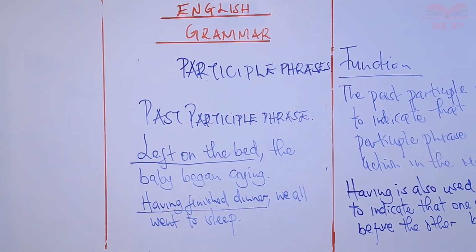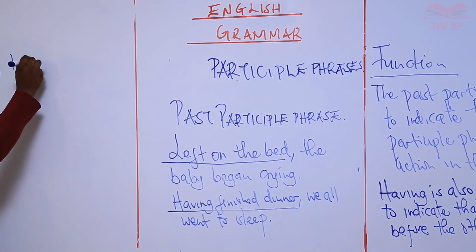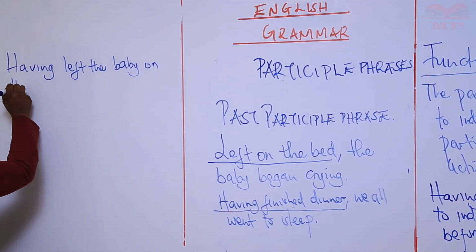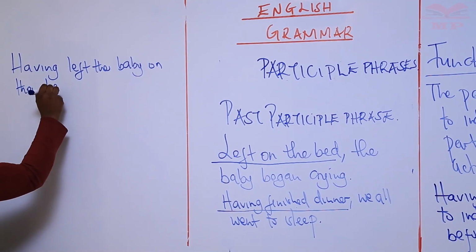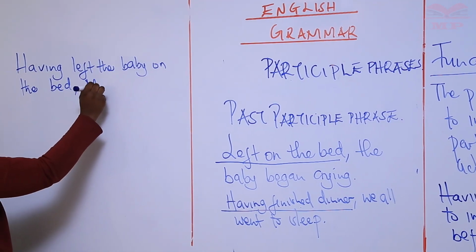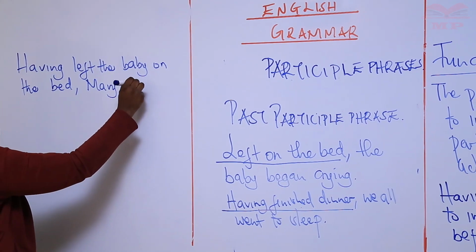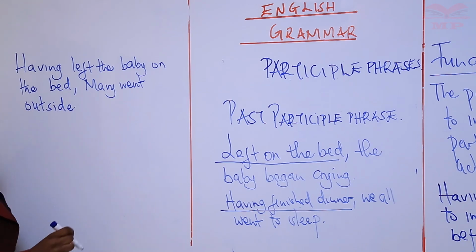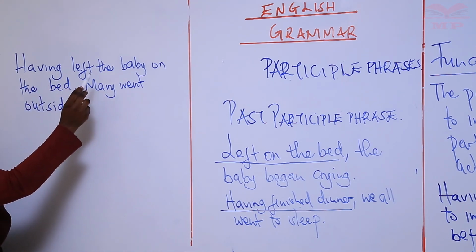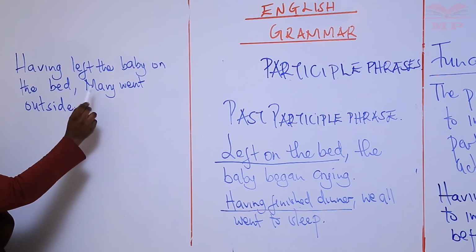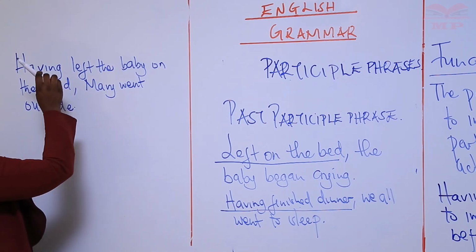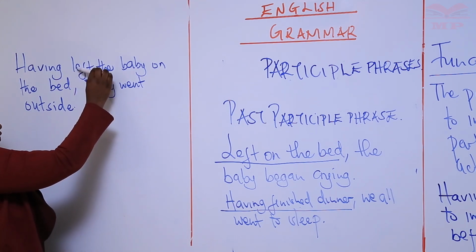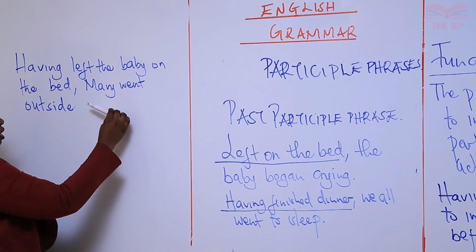Having left the baby on the bed, comma, Mary went outside. So let me read the sentence. Having left the baby on the bed, comma, Mary went outside. So the leaving of the baby on the bed happens before Mary going outside.